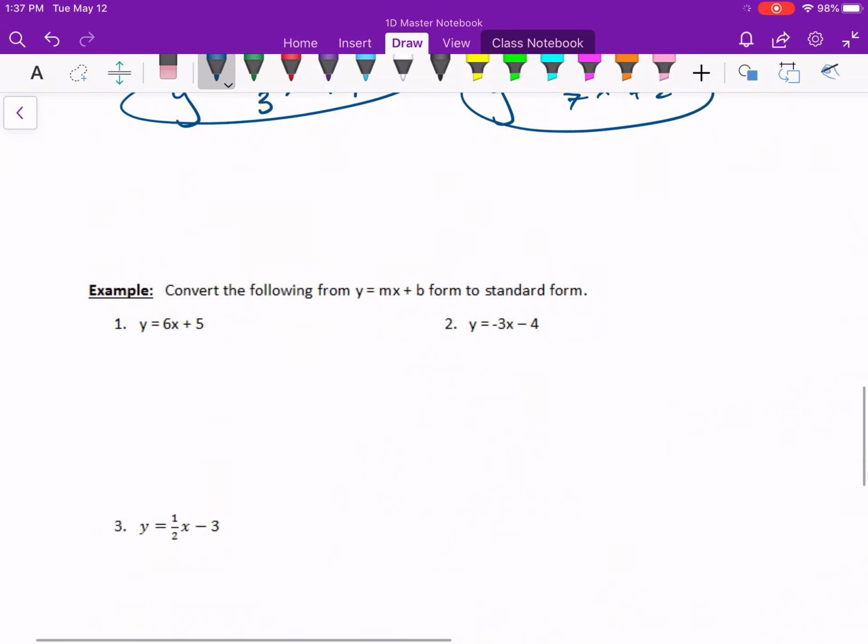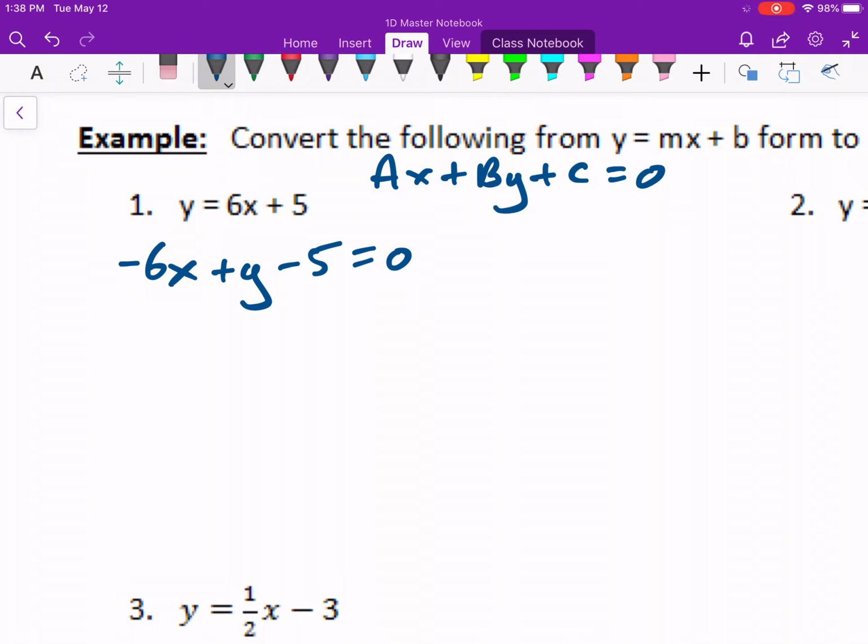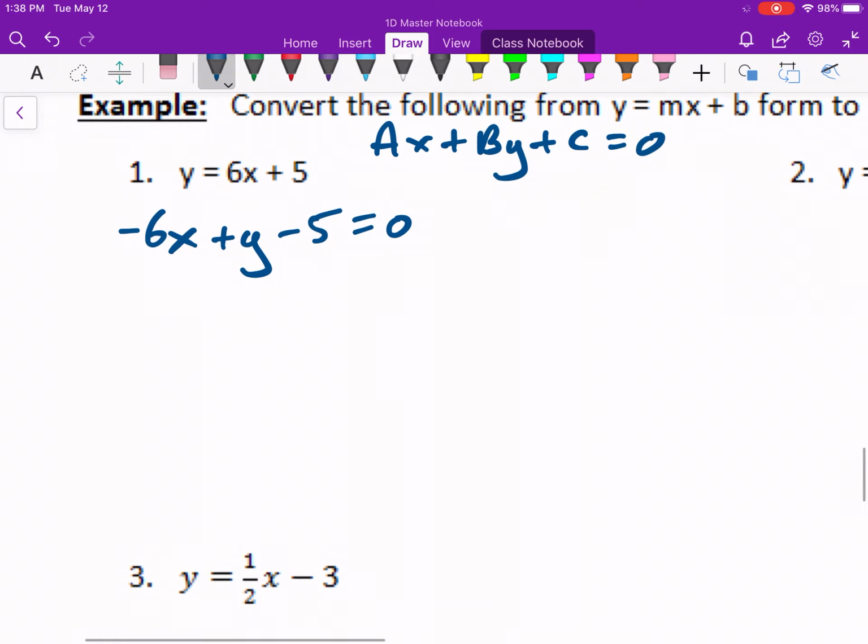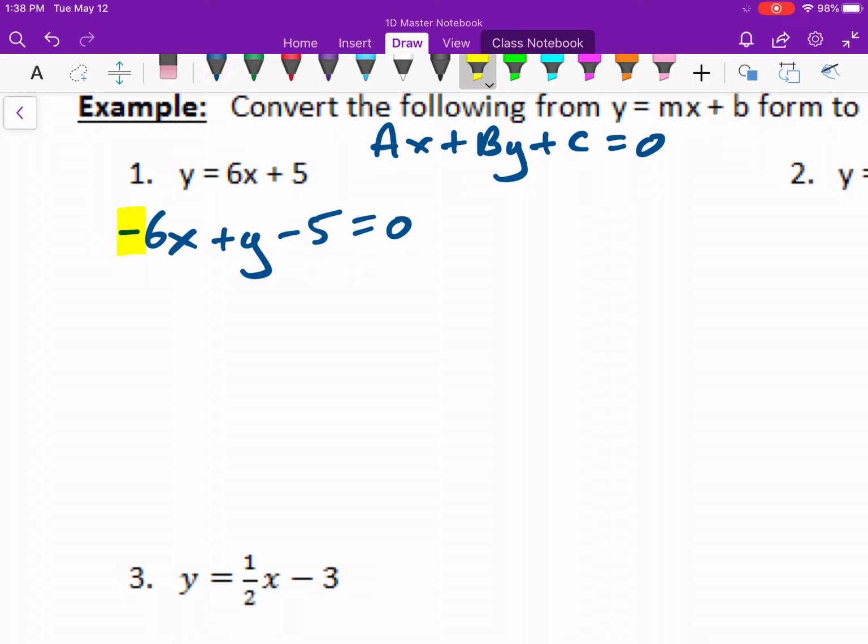Do you understand why I didn't change the sign of the y, but I did of the x and the constant term? It's because 6x and 5 swapped over to the left side of the equation. It crossed the equal sign. Y didn't go anywhere. That's why it doesn't change signs. Now, I don't have any fractions here, so that's good. All I have to do is get rid of the negative sign that's in front of the 6x.